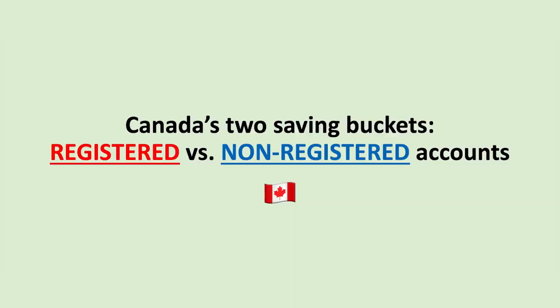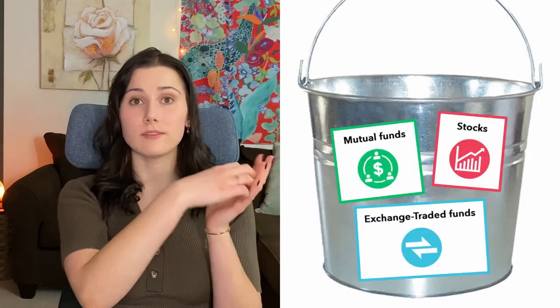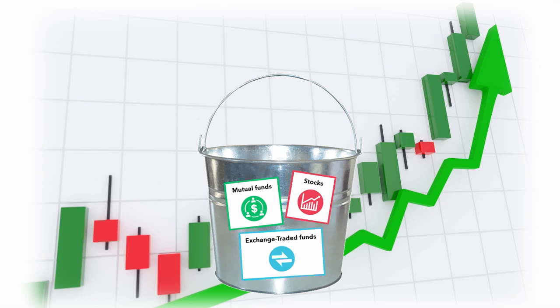However, thankfully, the government of Canada also incentivizes us to save for our retirement and for big purchases through investment vehicles known as registered accounts. So with that being said, let's get into Canada's 2 saving buckets, registered and non-registered accounts. It's important to understand that an account is just like a bucket. You fill that bucket with your money, but then it's up to you to actually buy investments within that bucket that are going to generate interest and dividends and investment income.